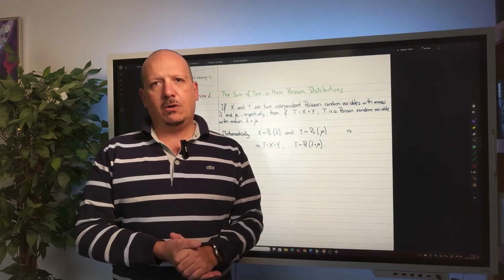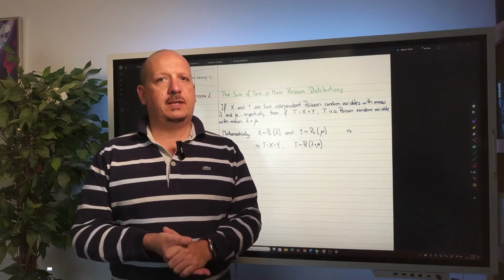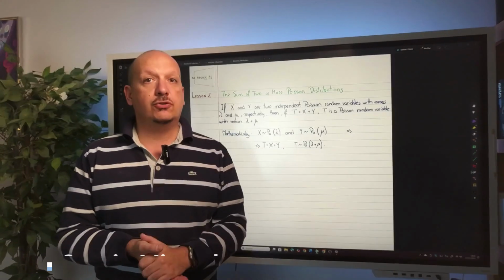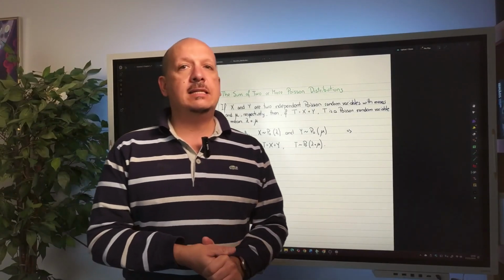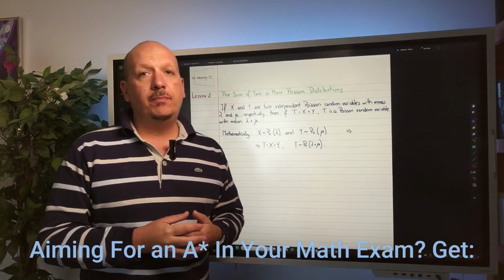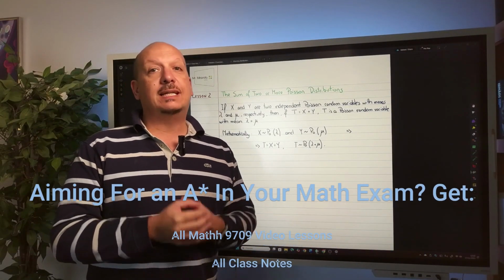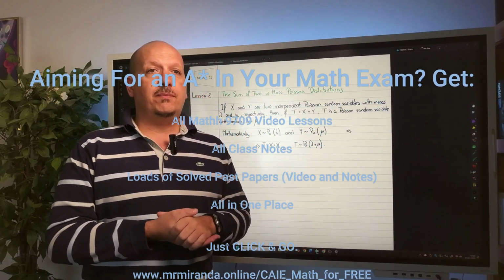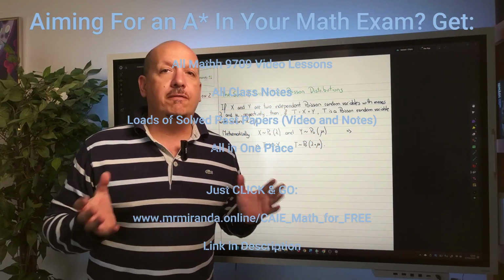You learn now how to operate with random variables that can be modeled by a Poisson distribution. This second lesson is about knowing what to do when you have two or more random variables that can be modeled by a Poisson distribution. And good news, this is actually very simple.